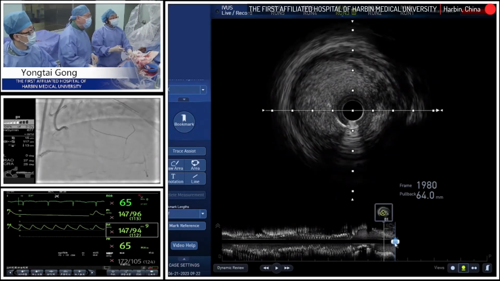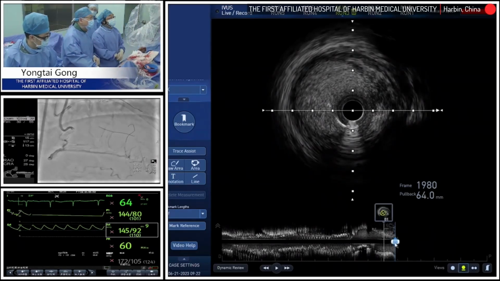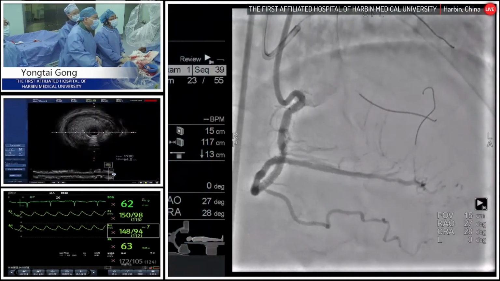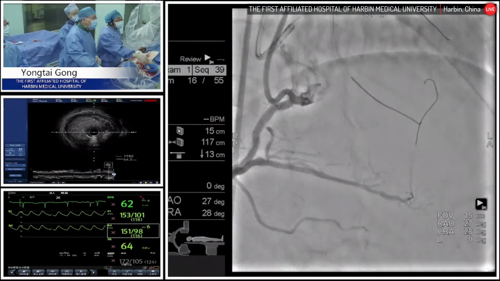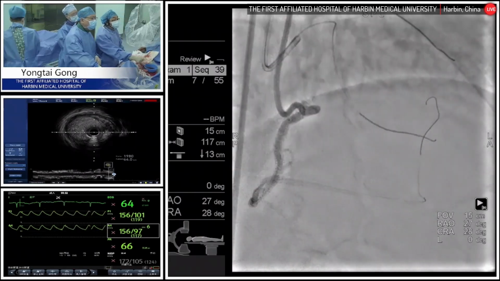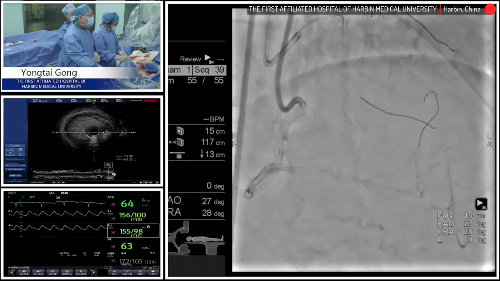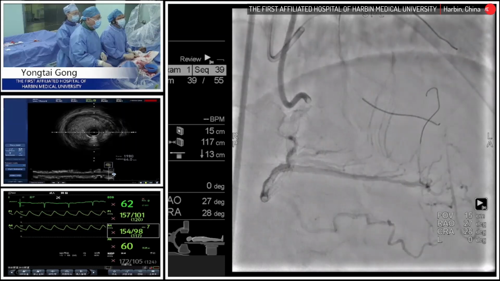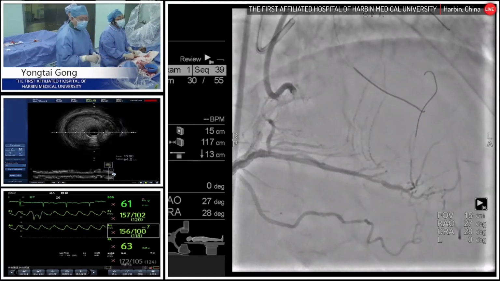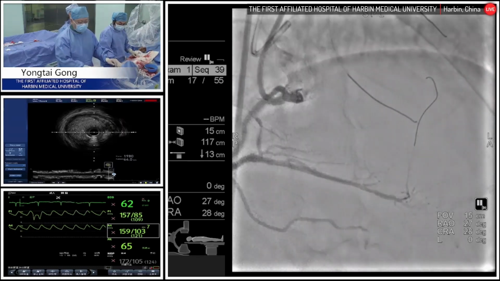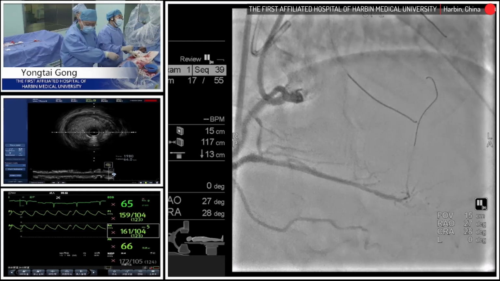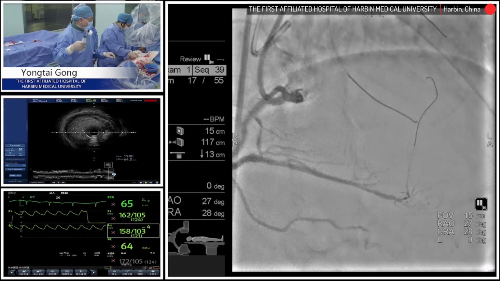And also, we can see that during the retrograde approach, we know that wire going up is of key importance, and Professor Gong has managed to cross the most tortuous part of the septum branch. The next part is that we are trying to use the microcatheter to pass through the whole septum branch to the distal LAD. However, we can see some tortuosity at the mid part of the septum. Here we meet some resistance, I think, during the retrograde approach of the microcatheter passing through.